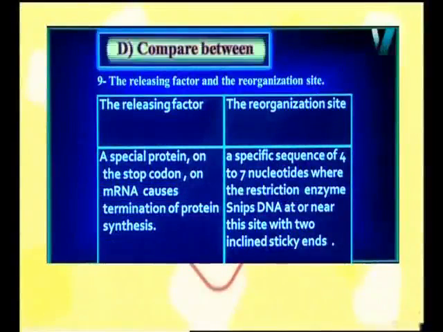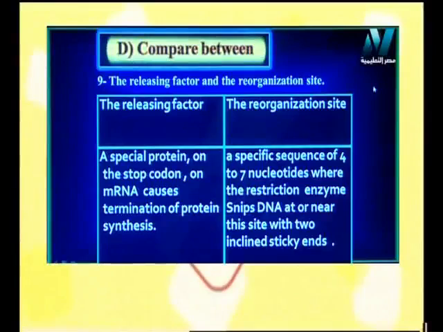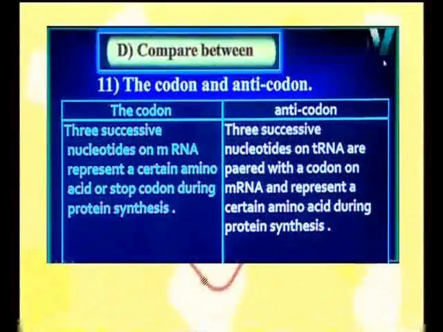في comparison هنا between the releasing factor and the recognition site. طبعا احنا قلنا ان ده special protein on the stop codon on the mRNA terminate the protein synthesis، لكن جينا عند recognition site قلنا ان specific sequence from 4 to 7 nucleotides where the restriction enzyme snaps DNA at or near the recognition site and cuts the DNA into inclined sticky ends.